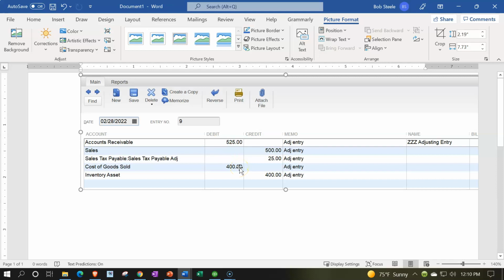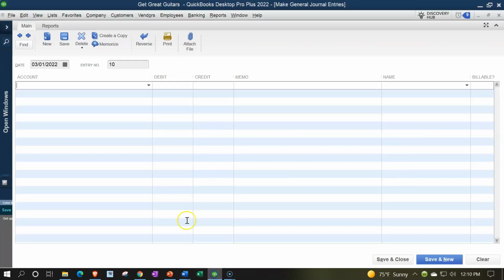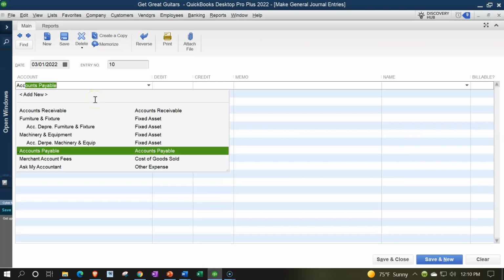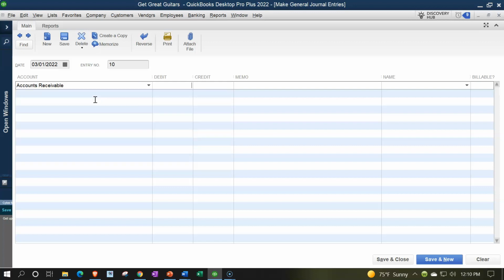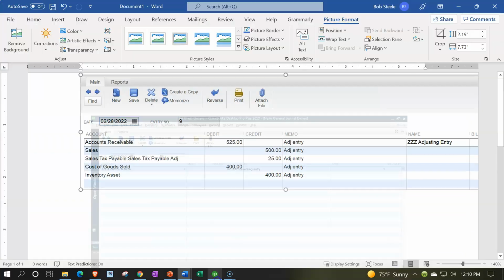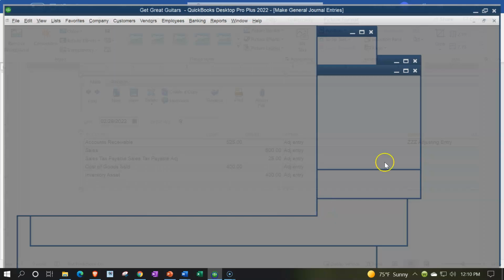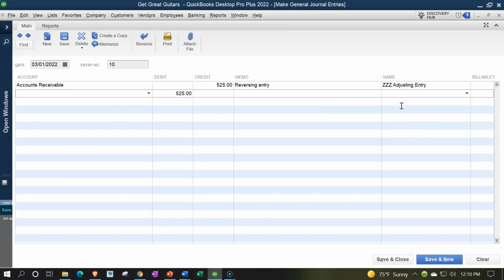The debits being on top, if you've learned that, is just a convention that is nice to do, but not required in order to make the journal entry correct. So I'm going to say, okay, accounts receivable is going to be here, and we're going to credit it for the amount of, what did we say it was, the 525. And then I'm going to call this a reversing entry, and then we have to have a name. Remember, the name that we put here was the ZZZ adjusting entry. So I'm going to say ZZZ adjusting entry.